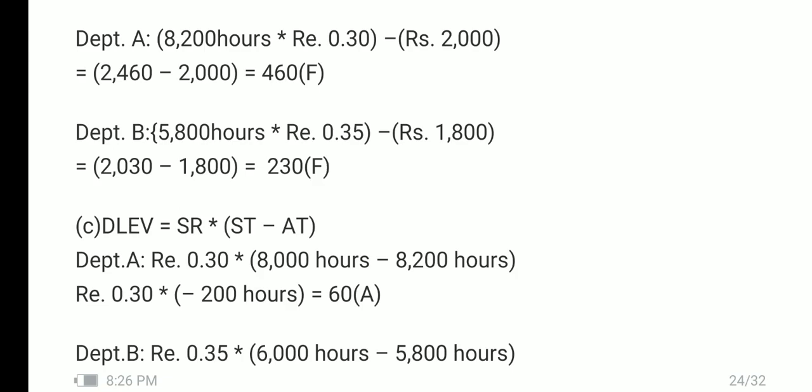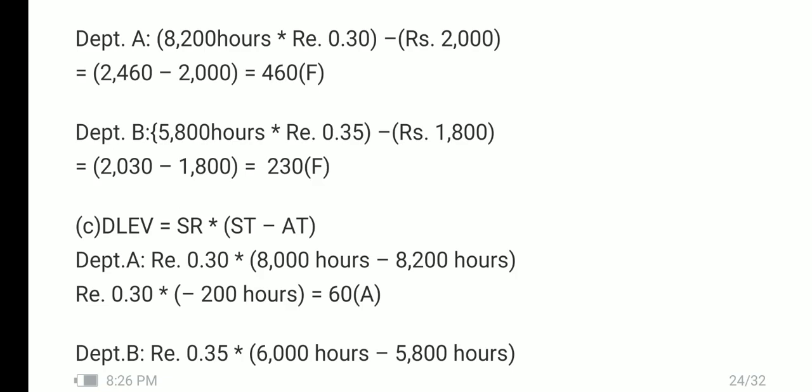For department B, 5800 hours, that is actual time, into 0.35, that is the standard rate, minus actual labor cost is 1800. 80 into AR is readily available, 1800. Now 2030 minus 1800 will give us 230 favorable variance.